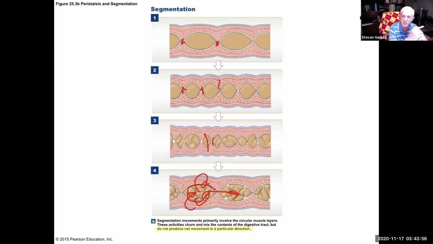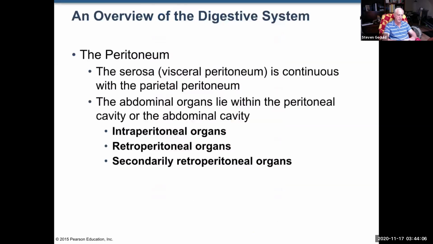Okay. So segmentation groups off each block of the bolus, makes it smaller, smaller, smaller, then churns it around, breaking it up with more enzymes, and then pushes it on when it's done. So those are the two types of movement of the digestive tract.